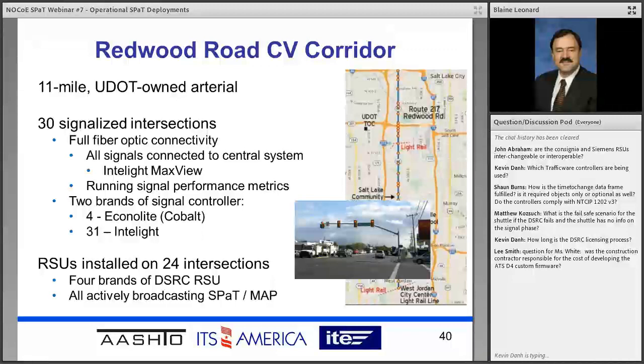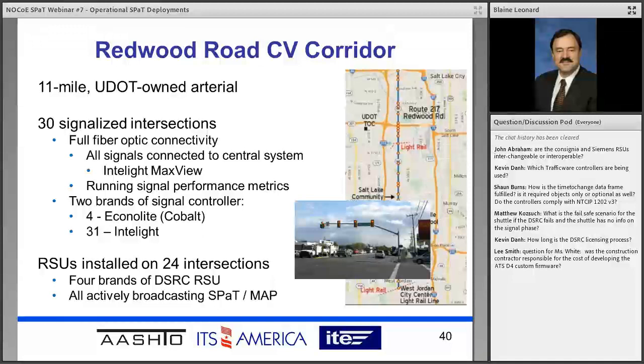This corridor has 30 signalized intersections. We've got full fiber optic connectivity along the corridor. All the signals are connected to our central traffic control system, which is Intelight MaxView. And we run ATSPMs, the signal performance metrics, on all of these signalized intersections, so we get a lot of data out of the controller. We have 2 different brands of signal controller on the corridor. 4 of them are Econolite Cobalts, and the remainder of them are Intelights.